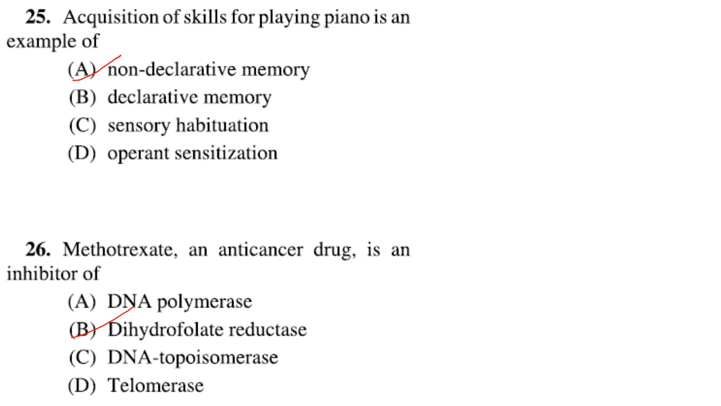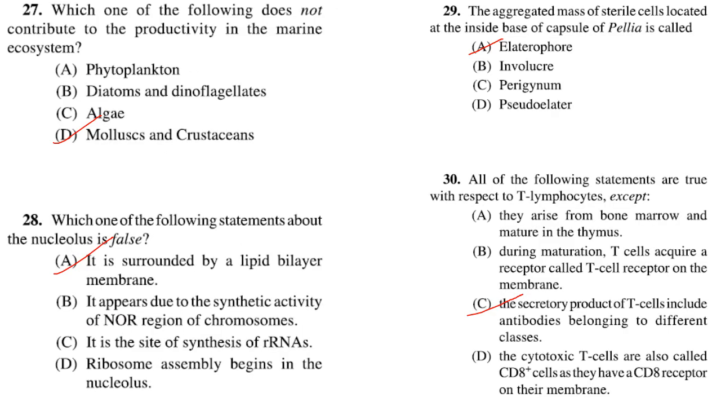Methotrexate, an anti-cancer drug, is an inhibitor of dihydrofolate reductase. And this dihydrofolate reductase catalyzes the conversion of dihydrofolate into tetrahydrofolate, the active form of folic acid. And tetrahydrofolate is necessary for the synthesis of nucleotides of both DNA and RNA. So the answer here is option B.